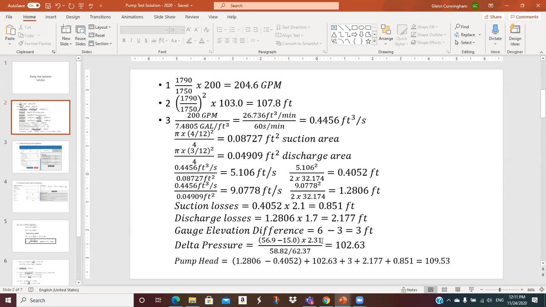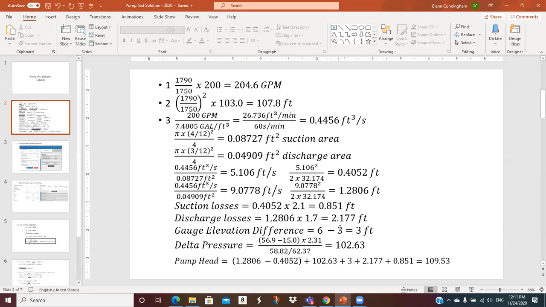Then we have the difference in gauge elevation. The discharge gauge is 6 foot, the suction gauge is 3 foot, so that's 3 foot that the pump has to provide. And then we've got the delta pressure terms. We had 56.9 minus 15, and that's PSI, times 2.31 if it was standard water, but it's not standard water, it's 250 degree water, and so you have to divide that by the specific gravity, which is 58.82 divided by 62.37 or so. And so we get about 102.63 feet for the differential pressure term.